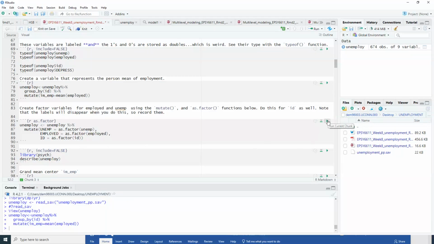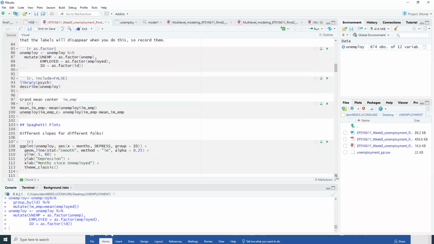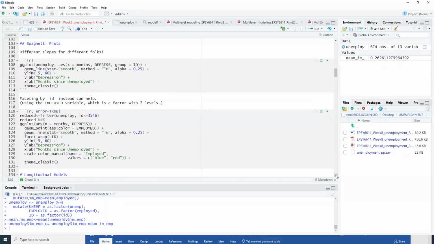Again, this is one of those things where in R, sometimes it's helpful to have numeric variables for certain things, and sometimes it's helpful to have factor variables for certain things. So I'm creating factor variables. I'll go ahead and do that. We've already talked about this data, so I'm not going to do the describe again. I don't really need to do this, but I'll run it anyway. I'm now grand mean centering that employed mean variable. Okay, but let's get to the actual stuff we're going to do here.